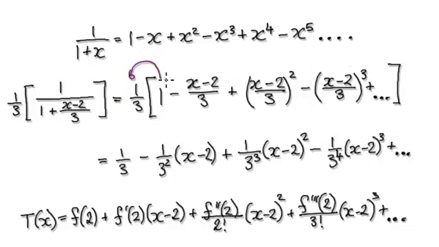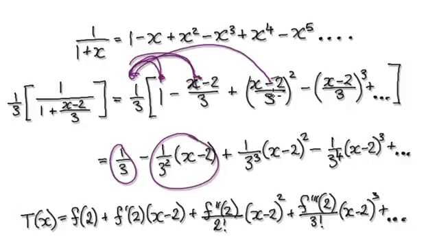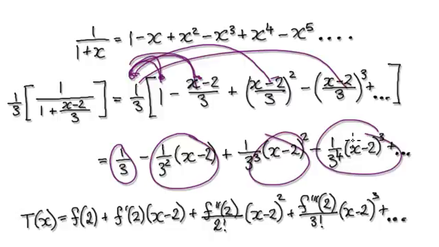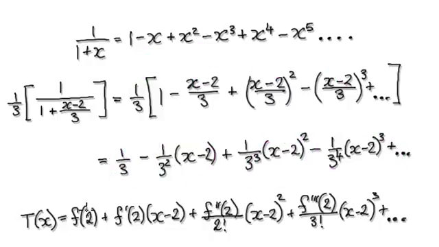So now multiply this out. This times this, this times this. So this times this will then give you a third. This times this will then give you this, this times this will then give you this, and so on. So now this is our Taylor series.